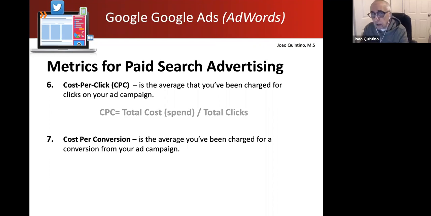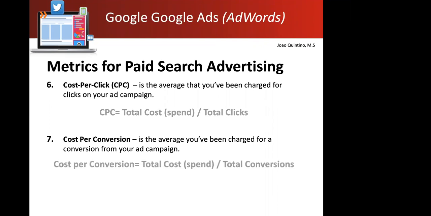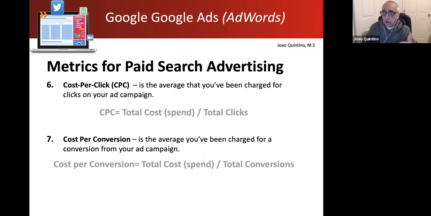Cost per conversion. Let's say your conversion is to generate leads. So you spent $1,000 in this campaign, and you generated 100 leads. To get your cost per conversion, you divide $1,000 by 100. Any confusion about that, or do you understand?